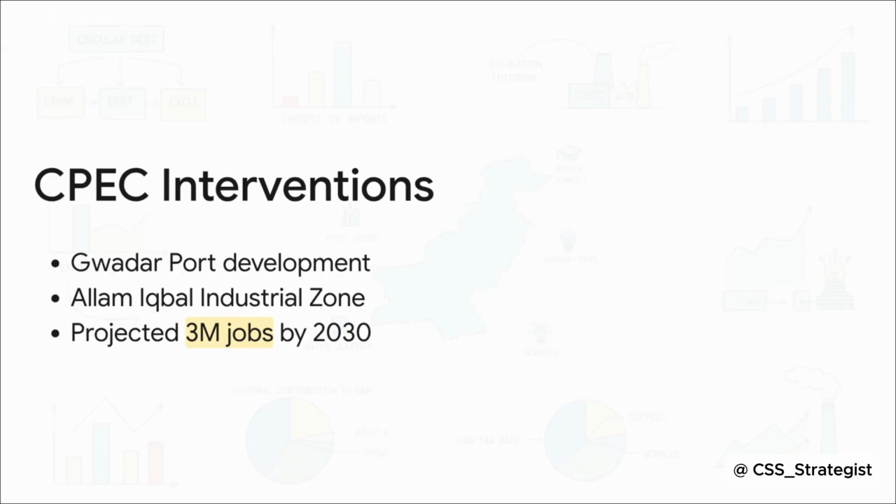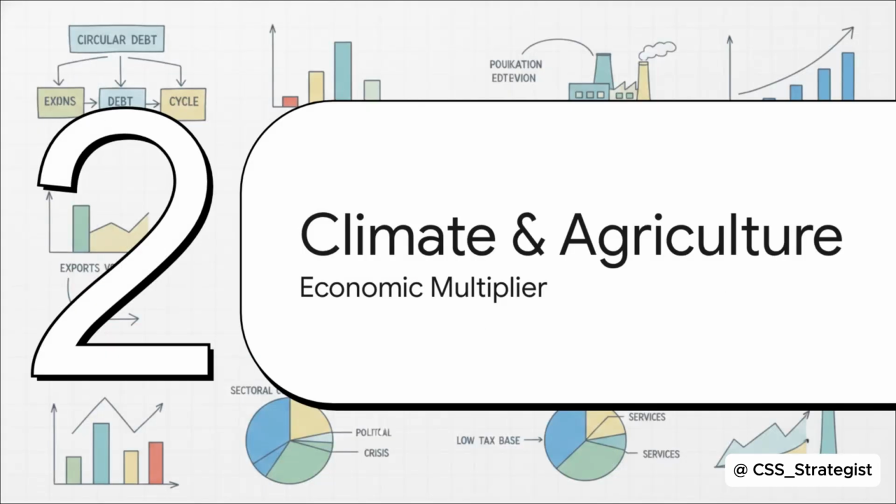Now, when discussing solutions in your exams, you have to analyze these projects objectively. They absolutely offer tremendous capacity for modernization, but their success hinges entirely on resolving the governance and energy gridlocks we were just discussing. Module 3, Climate Change and Agriculture.